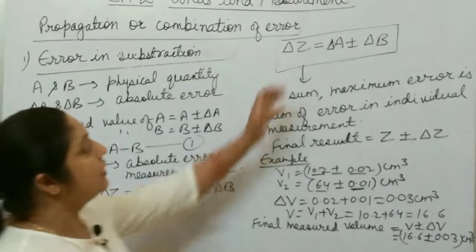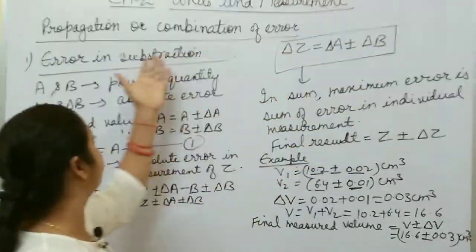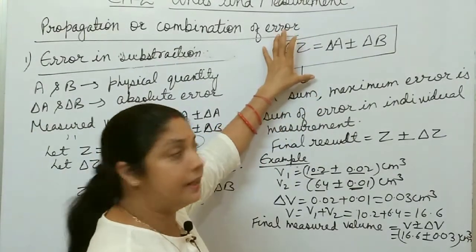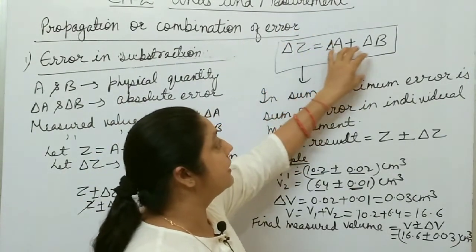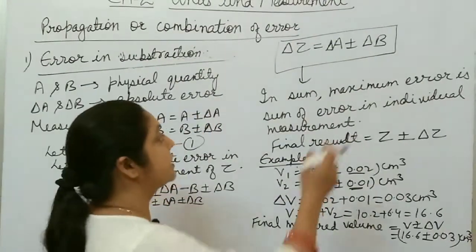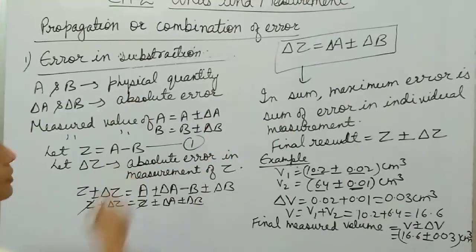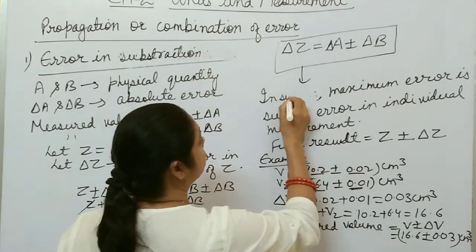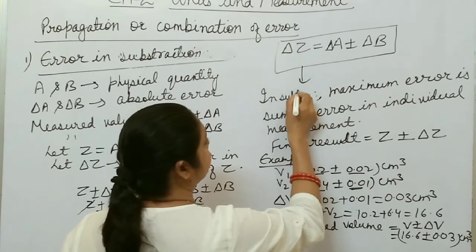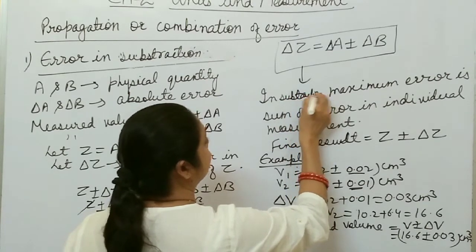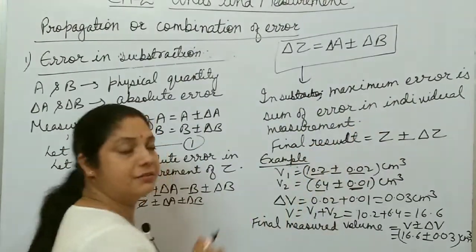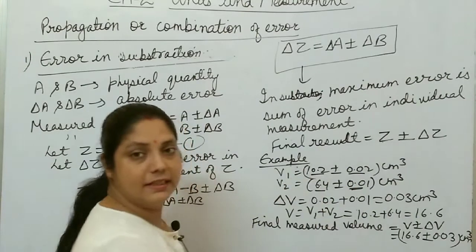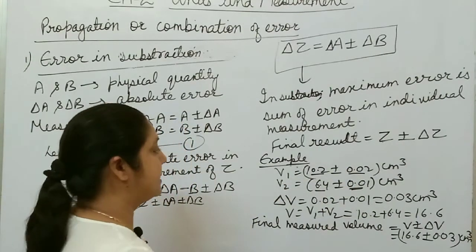So errors are always added, whether it is the subtraction or addition case. Total error, the maximum possible error, is always the sum of errors in individual measurements. In this case also you get the same result in case of subtraction, right? So in subtraction, maximum error is the sum of errors in individual measurements. So the final result becomes the true value plus minus the absolute error in the final measured value.